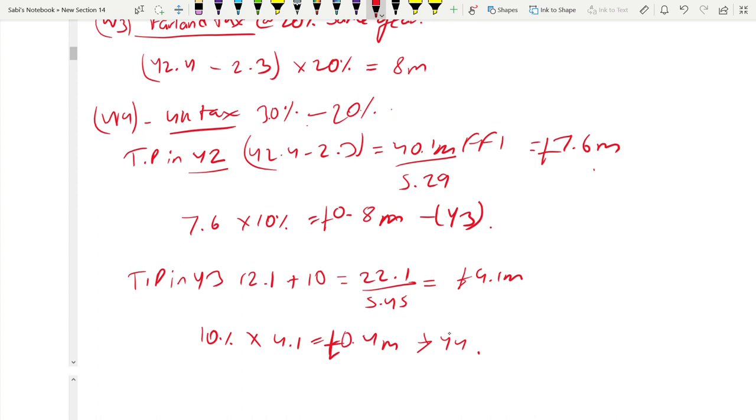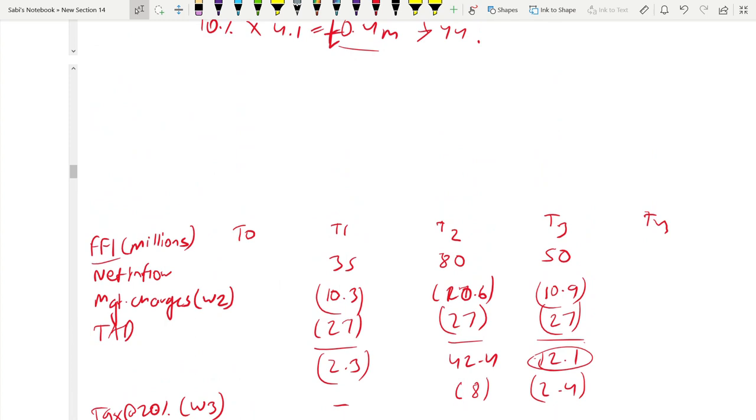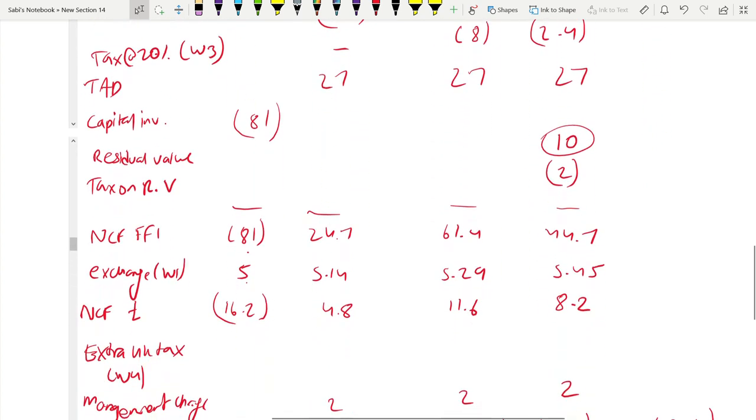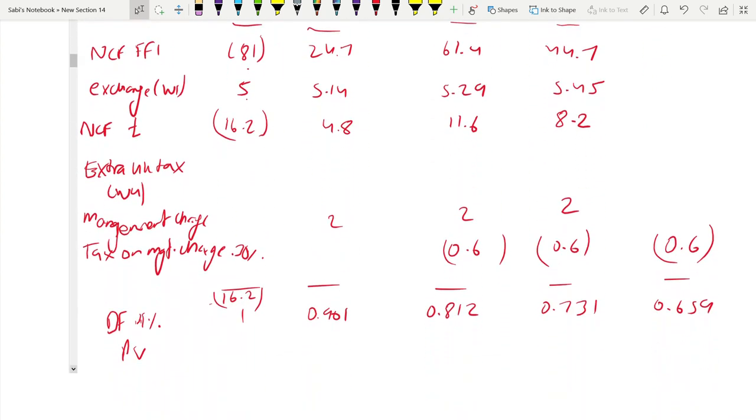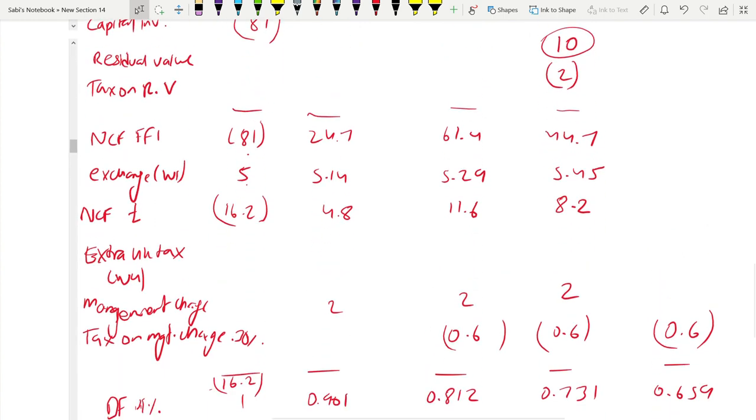Okay. So this 0.8 and 0.4 will only go as tax in year 3 and 4. Where is the extra tax? Yes, here. So year 3, 0.8, 0.4, which will go in the fourth year.